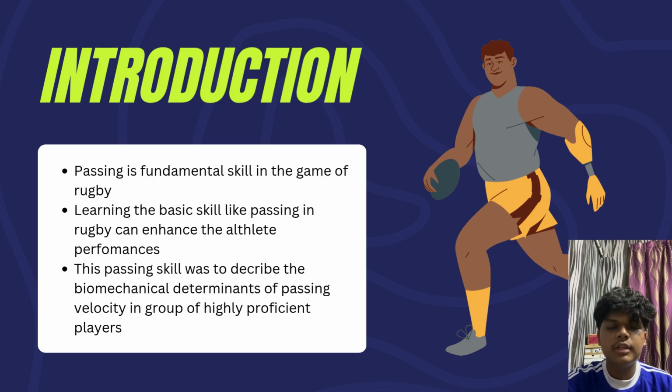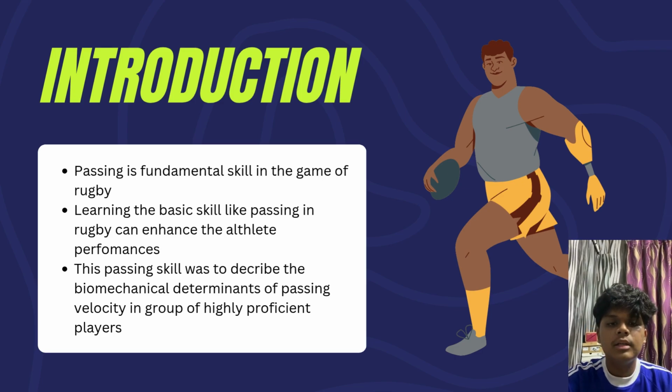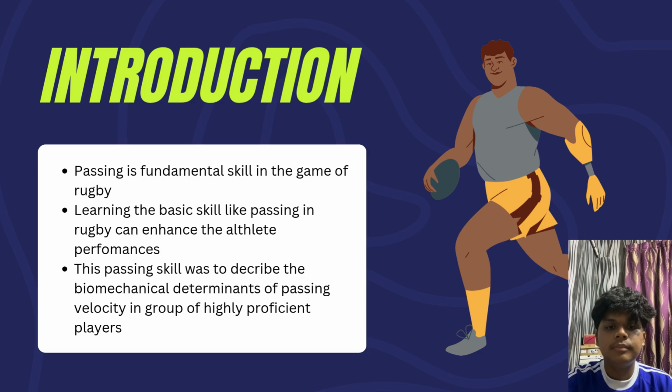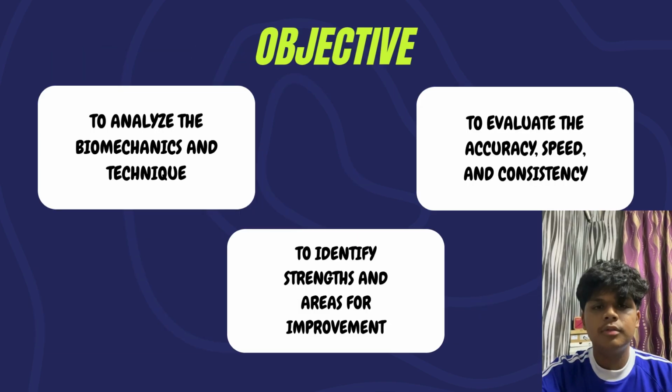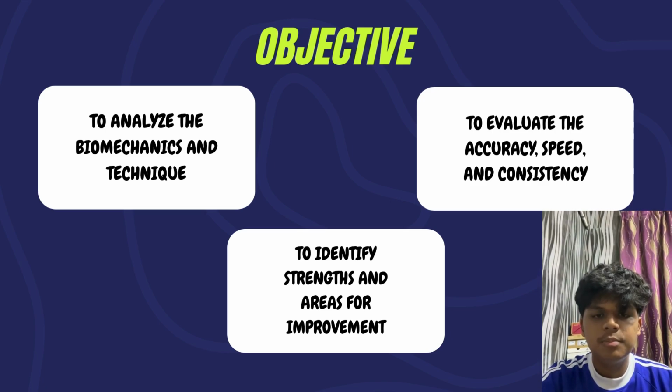So for introduction, passing is a fundamental skill in the game of rugby. Learning the basic skill like passing in rugby can enhance the athlete performance. This passing skill was to describe the biomechanical determinants of passing velocity in a group of highly proficient players. So the objective of this passing is to analyze the biomechanics and technique, to evaluate the accuracy, speed and consistency, and lastly to identify strengths and areas for improvement.